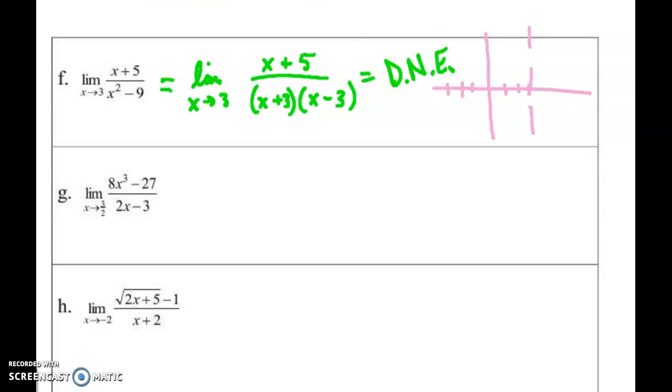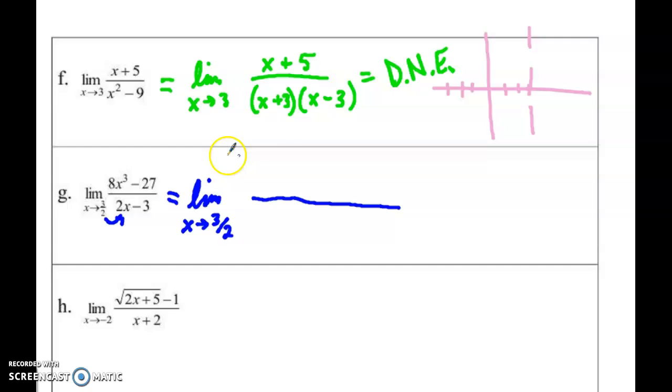All right. Looking at the next one, same thing as we have an issue because if we plug in 3 halves into the denominator, we're dividing by 0. And if you notice, the numerator is actually a difference of cubes. This is why they make you learn sum and difference of cubes.